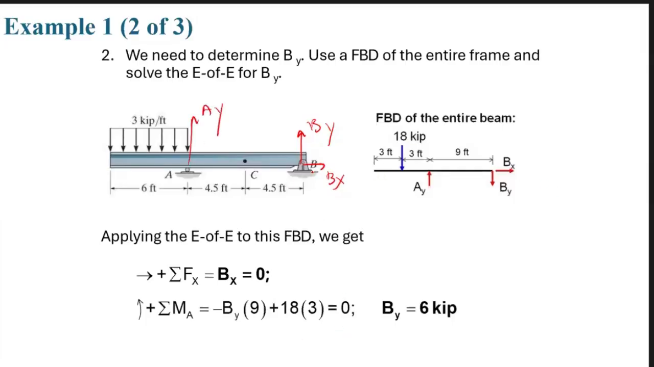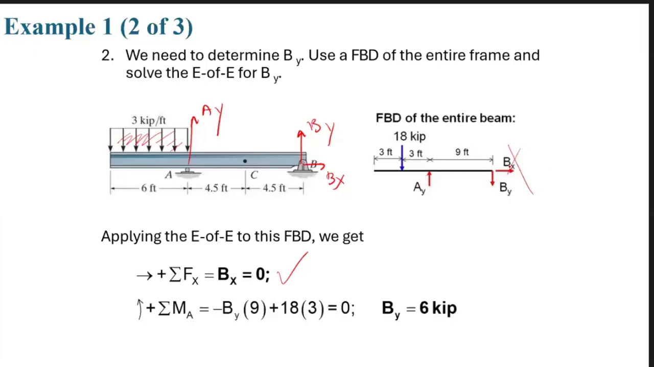As we don't have any external force in the x direction, summation of Fx = 0 gives us Bx = 0. Summation of moments around point A equals 0. The distributed load should be substituted by its equivalent point load. It is a rectangle. What is the area of the rectangle? 3 times 6 is 18, applied at the center of this rectangle. Okay, summation of moments.